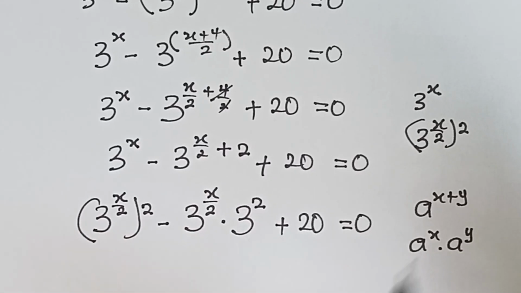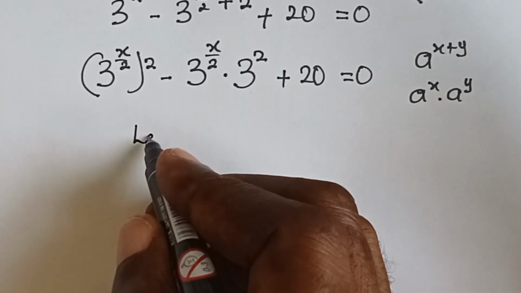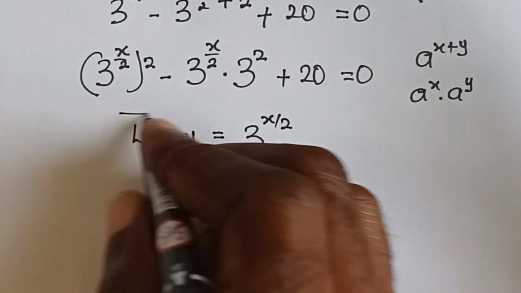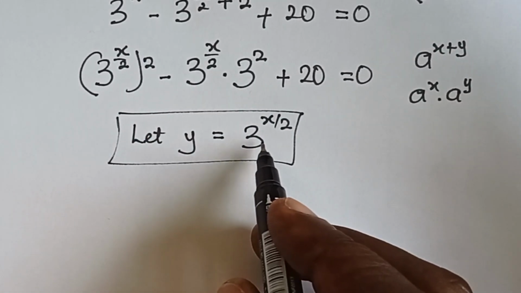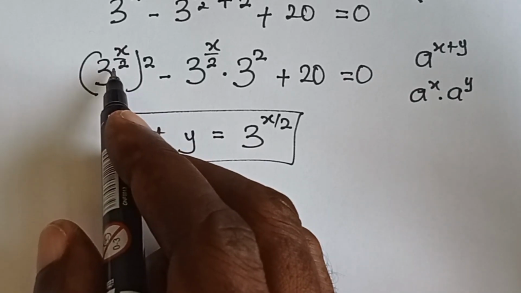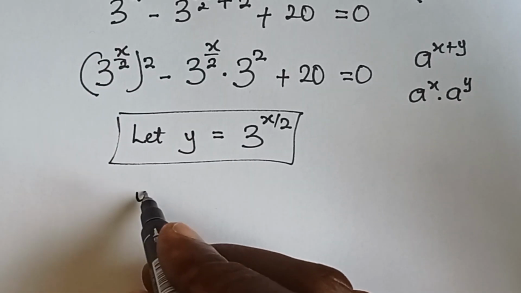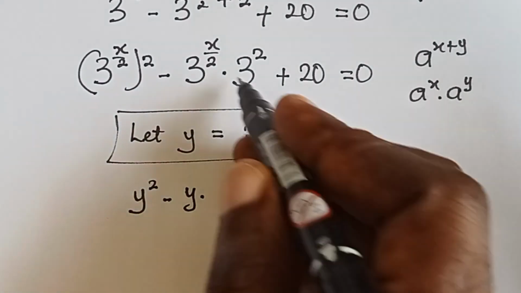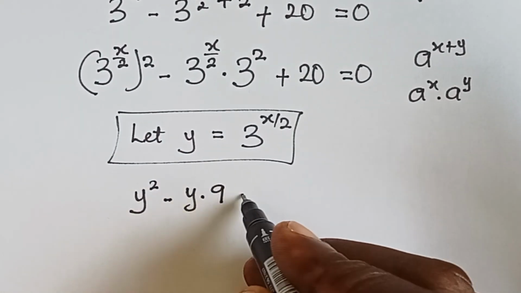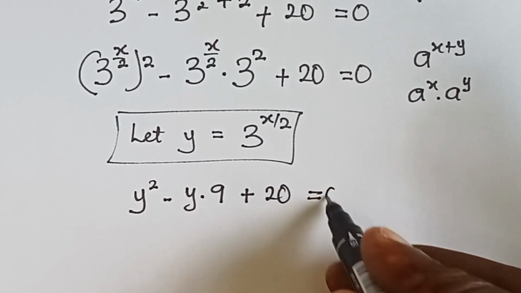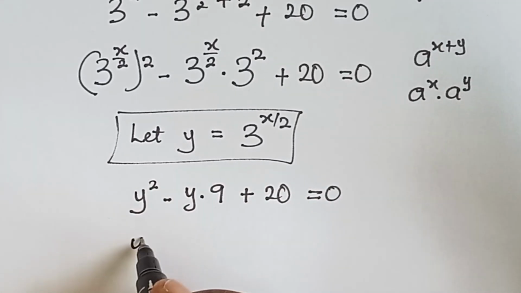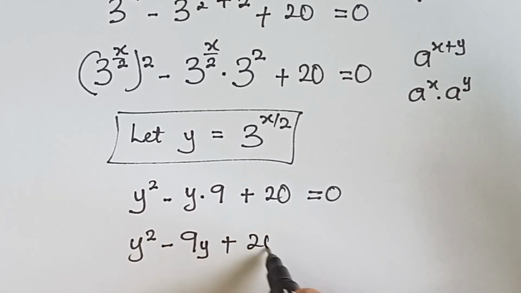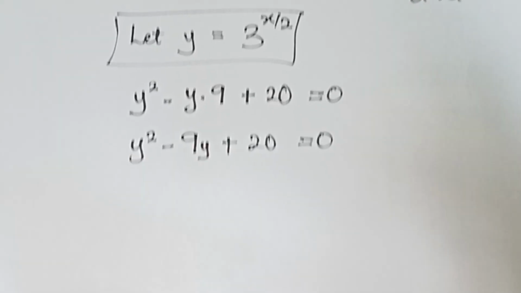From here we can say, let y equal 3 raised to power x over 2. So anywhere we see 3 raised to power x over 2, we can write y. So we write y raised to power 2, minus y multiplied by 3 squared, which is 9, plus 20 equals 0. We can write this as y squared, y times 9 is 9y, plus 20 equals 0. So we can factorize this.